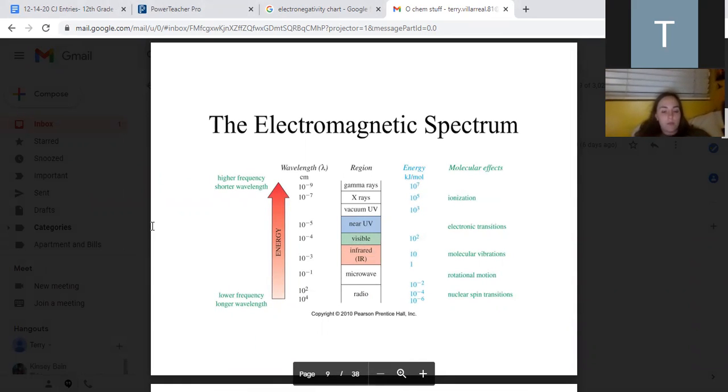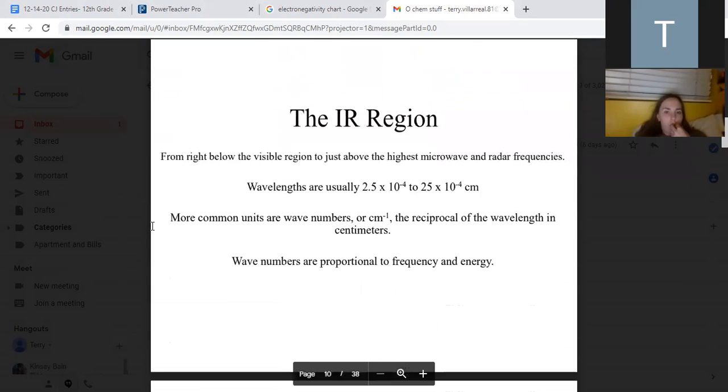You should know radio, microwave, IR, visible, UV, X-ray, gamma. Don't forget higher energy, higher frequency, shorter wavelength, and then vice versa. So the IR region has a slightly larger wavelength. It's less energetic than the visible region, so the energy is not as bad.